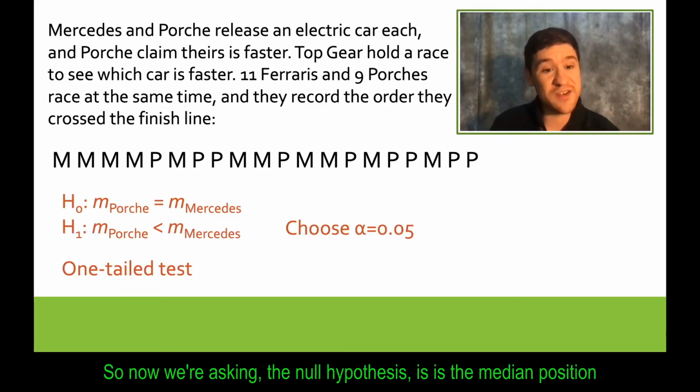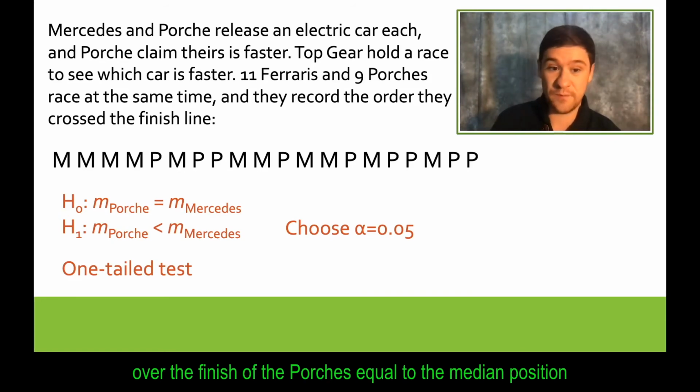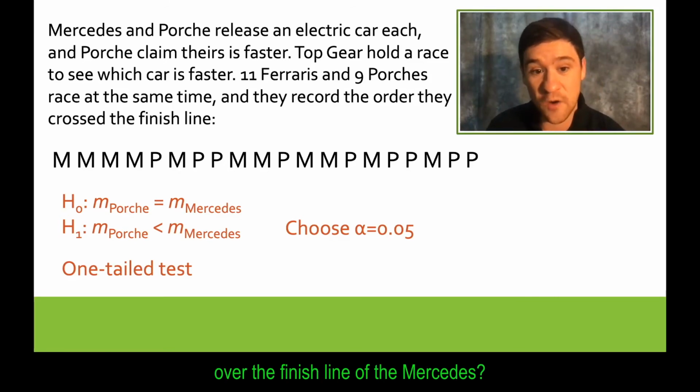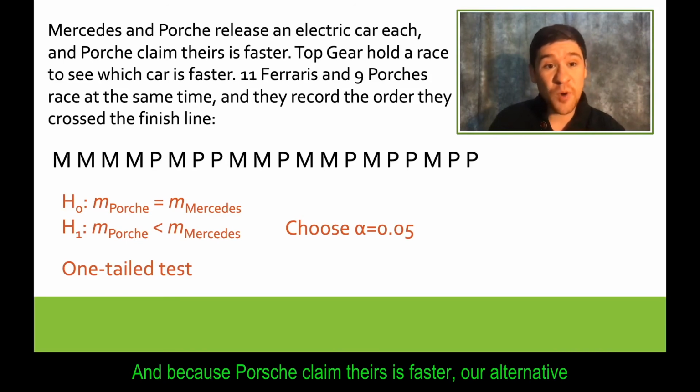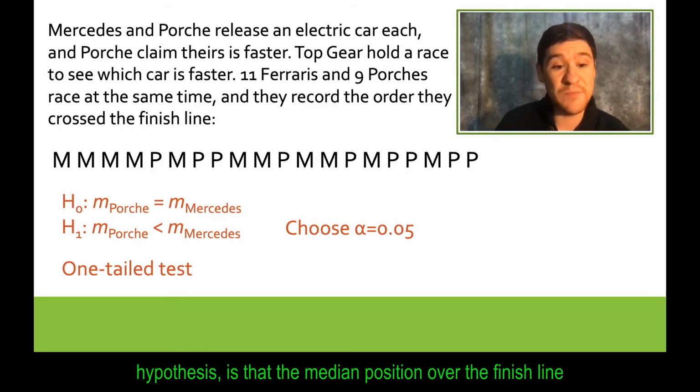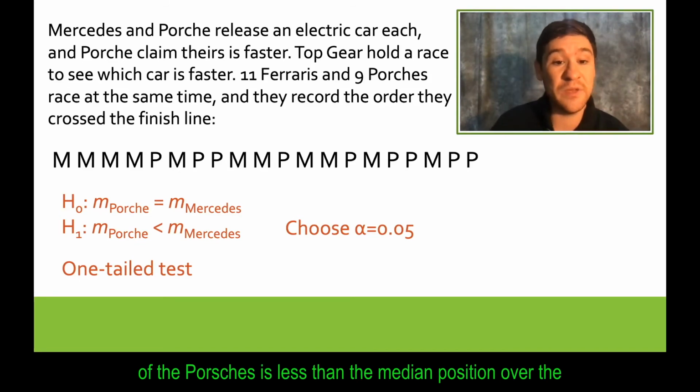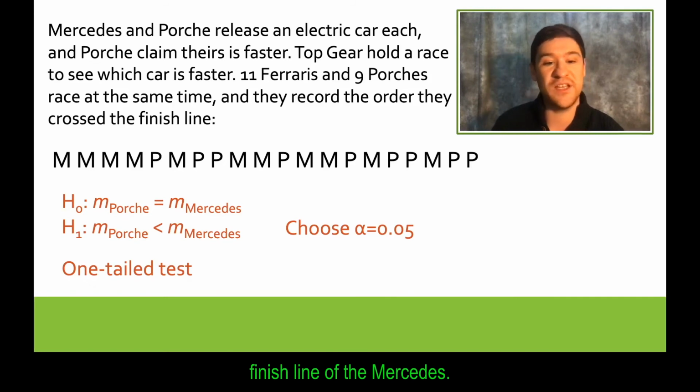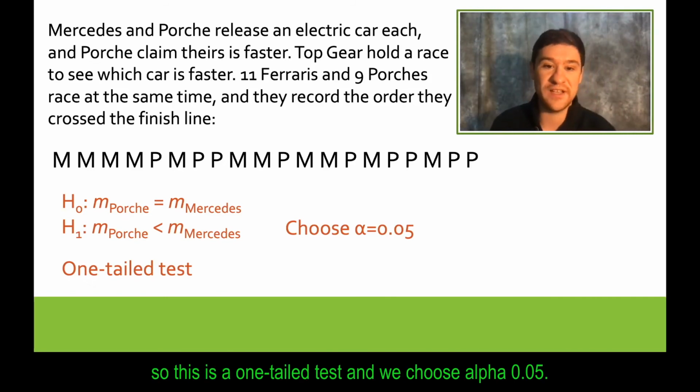So now we're asking, the null hypothesis is the median position over the finish line of the Porsches equal to the median position over the finish line of the Mercedes? And because Porsche claim theirs is faster, our alternative hypothesis is that the median position over the finish line of the Porsches is less than the median position over the finish line of the Mercedes. So this is a one-tailed test, and we choose alpha is equal to 0.05.